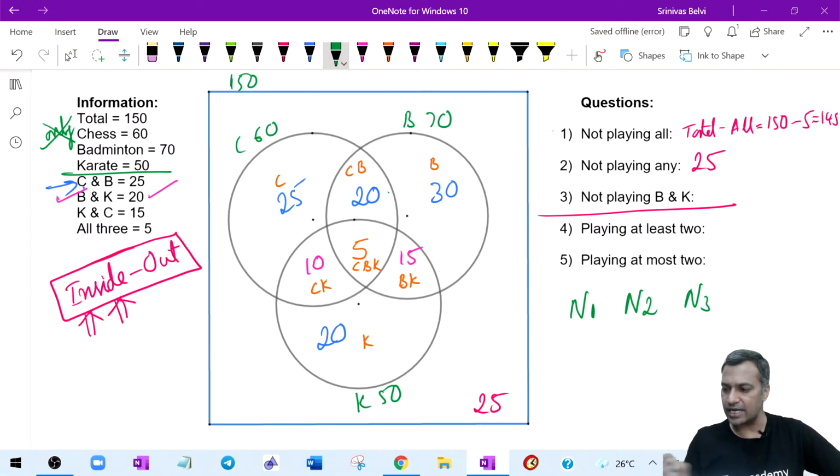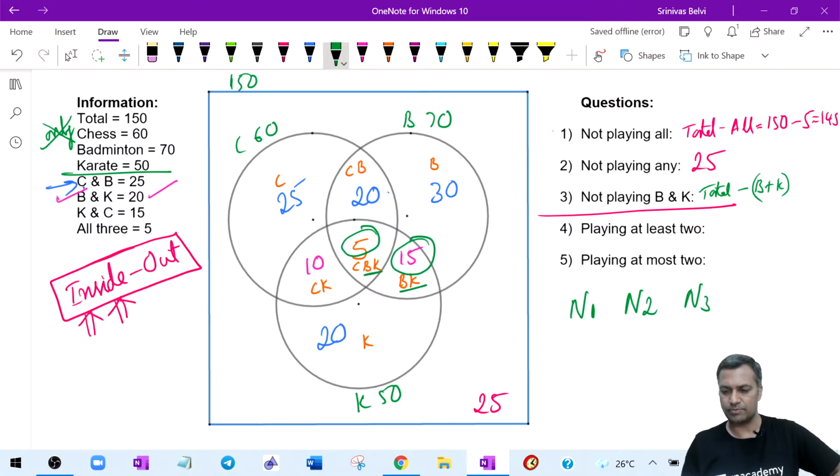Not playing B and K: again, total minus playing B and K. Where is B and K here? This 15 has B and K. This 5 also has B and K. This 5 also has B and K. Therefore, 15 plus 5, 20. Remove the 20. Total is 150. Remove the 20 out of that, which would end up becoming 130.